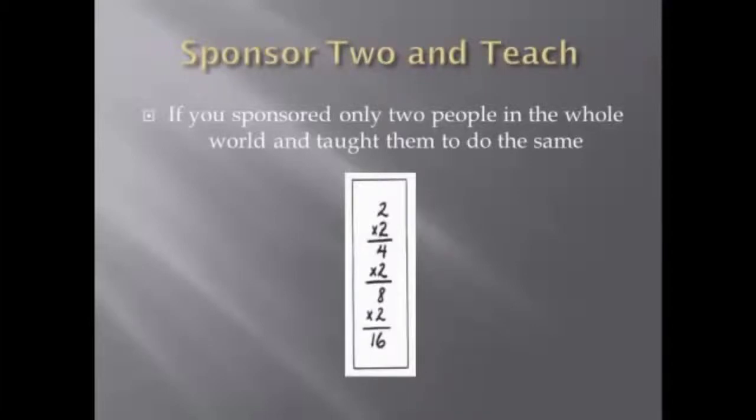If you sponsored only 2 people in the whole world and taught them to do the same, this is what it would look like. 2 times 2 is 4, times 2 is 8, times 2 is 16, times 2 is 32, times 2 is 64, etc. If you had 64 people in your group, does that mean you went out and sponsored 64 people? No, everybody just sponsored 2. Everybody was only required to find 2 people to make that type of thing happen.